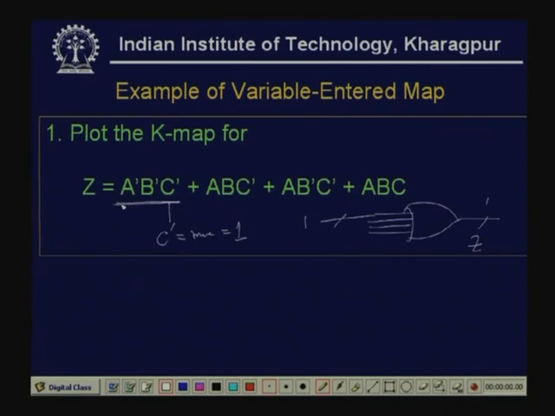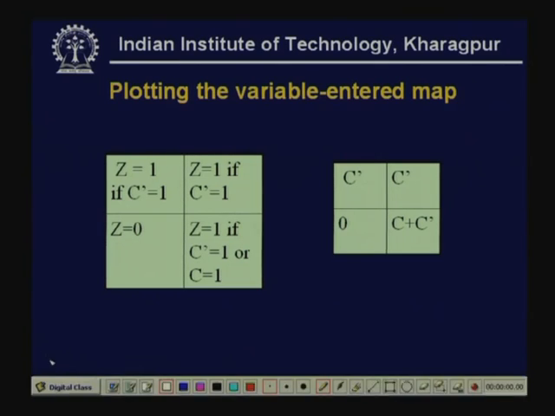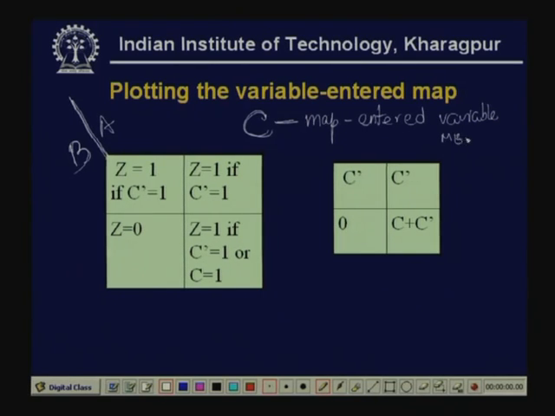So, in this way we can tell that this is actually my A dash, B dash, C dash. So, if I see, this is a 3 variable function, but I am drawing it as if it is 2 variable, A, B, and I am taking C as my variable. I am telling this is a map entered variable, MEV. So, this is the position on this element where z equal to 1 or output will be 1 if A dash, B dash, C dash. That means the first term.